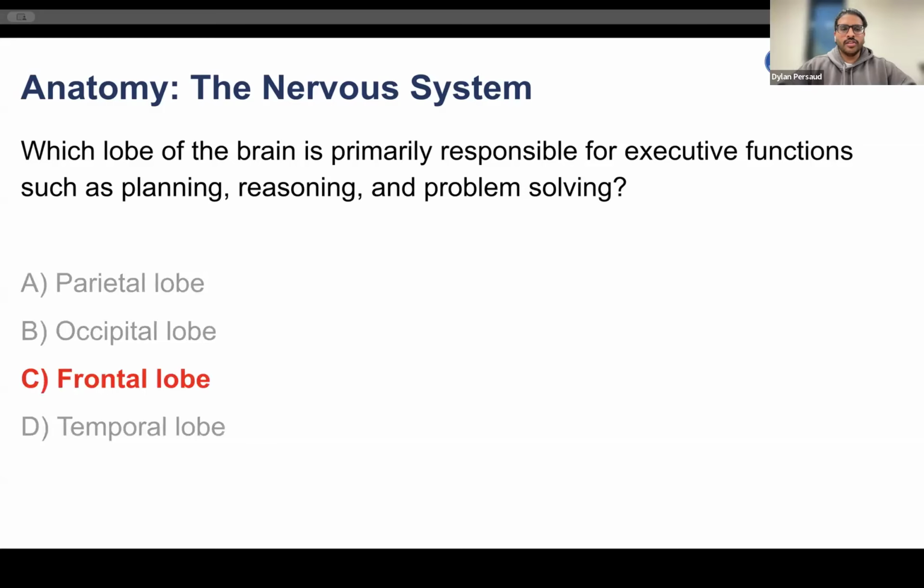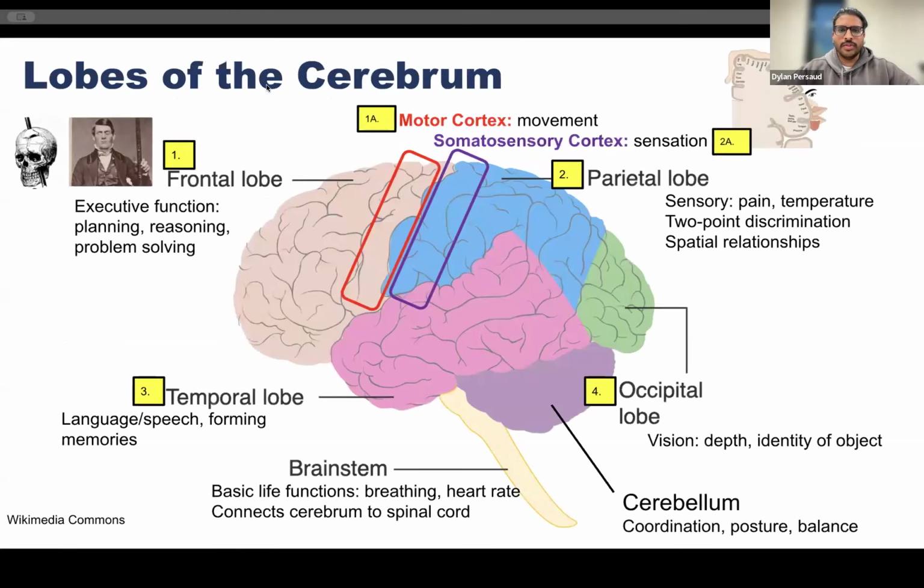Okay, great. So we have frontal lobe as our leading answer, and that is the correct answer. I'm just going to advance the slide because we'll be talking a little bit about it here. So we have different lobes of our cerebrum or our brain. The frontal lobe, as we just talked about in the question, a lot of you got it right. It's what we call executive function. That has to do with planning, reasoning, problem solving.